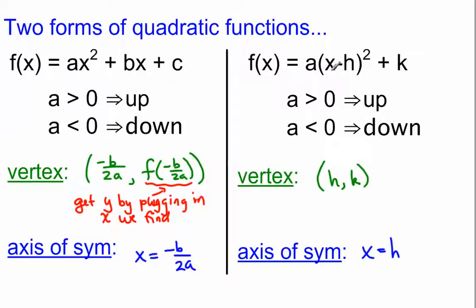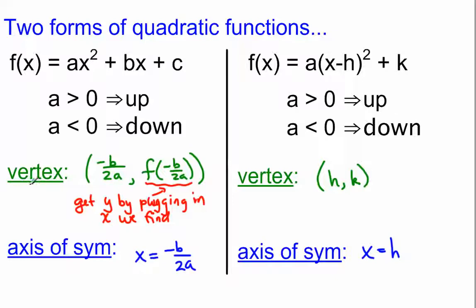Good news is over here in this factored form, we have a number. Sometimes we have a number, but sometimes it's a 1 and it's not written. But whatever this is here in front of the parentheses, that's going to be telling me up and down as well. So if that's positive there, then it opens up. And if I have a negative out front there, that's going to be a downward opening parabola.